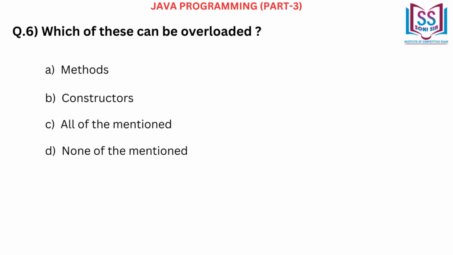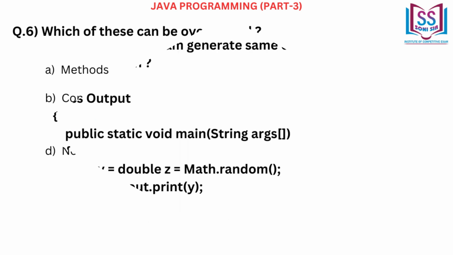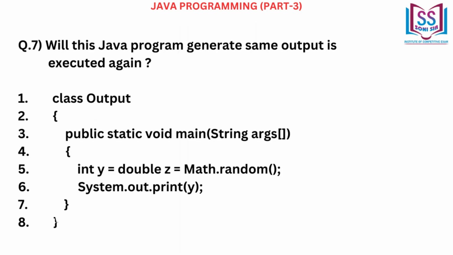Which of these can be overloaded? A. Methods. B. Constructors. C. All of the mentioned. D. None of the mentioned. Correct answer C. All of the mentioned.